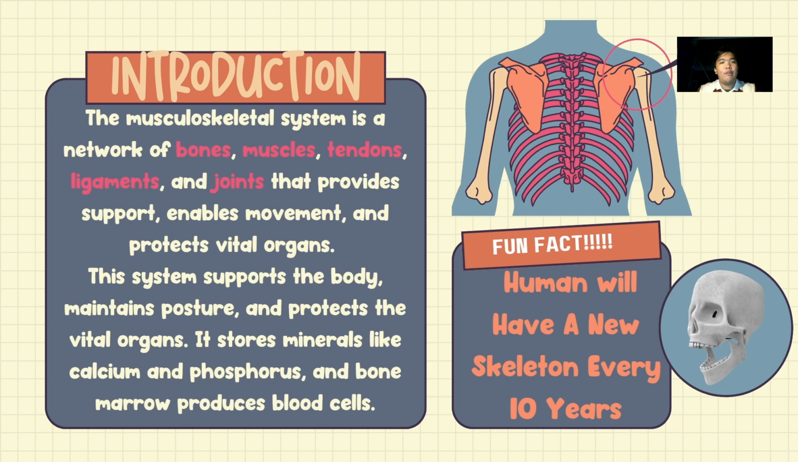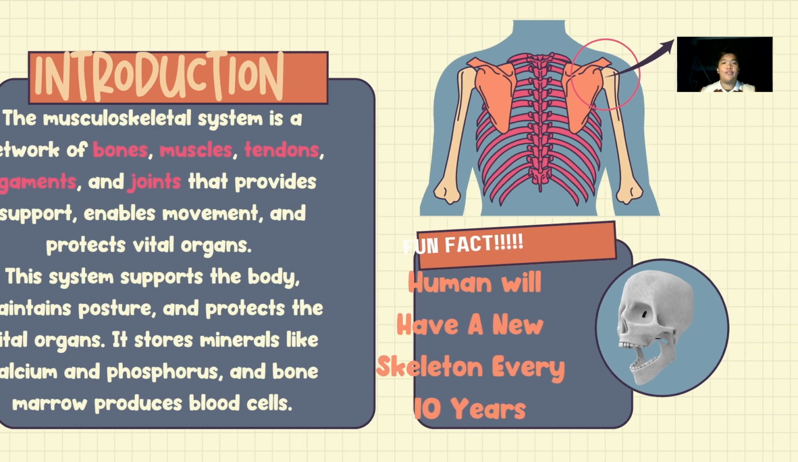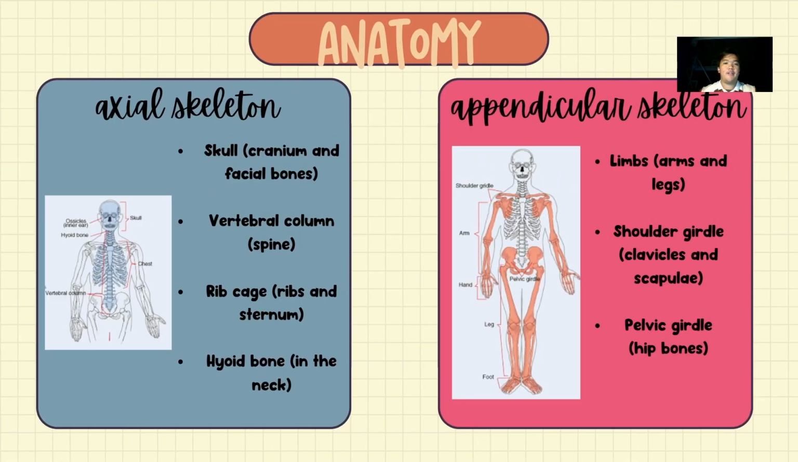So, when we were still young, we were short, and when we grow up, we get taller, and our body framework will be different. So, as mentioned here, our bones will get elongated, and our body framework will be different because our bones will be remodeled. So, moving on to our presentation, which is the anatomy of the skeleton.